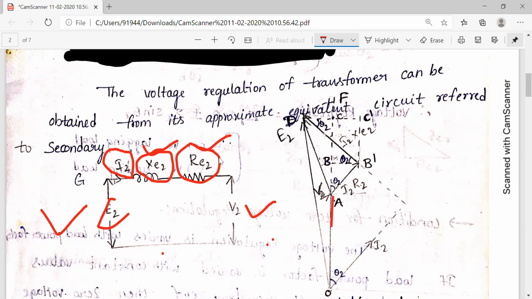Here V2 is taken as reference. Lagging power factor means current lags, so this is the current value I2. I2 R2 is parallel, I2 X2 is perpendicular, and this is the I2 Z2 value. This is the E2 value. So E2 equals total impedance drop plus V2. This is the phasor diagram of the transformer at the lagging power factor.